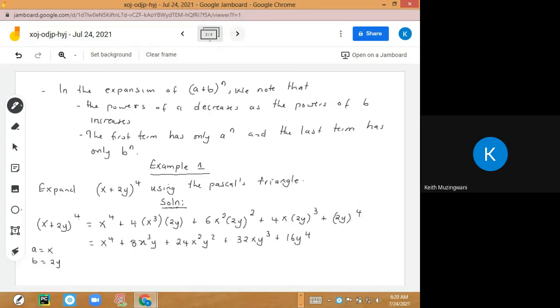When we are done having them in this form, we come back and realize that the 2y to the power 2 means 2 to the power 2 multiplied by y power 2. But 2 to the power 2 is 4, so we multiply 4 by 6 to get 24 and then leave the variables alone.